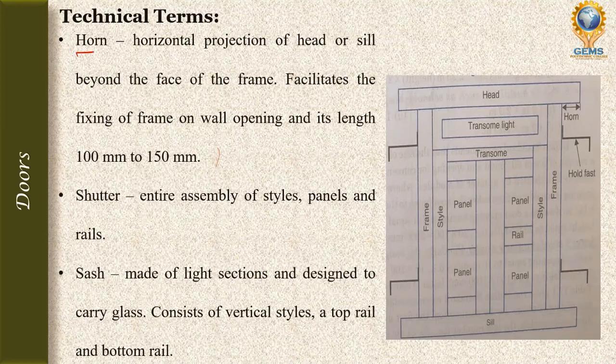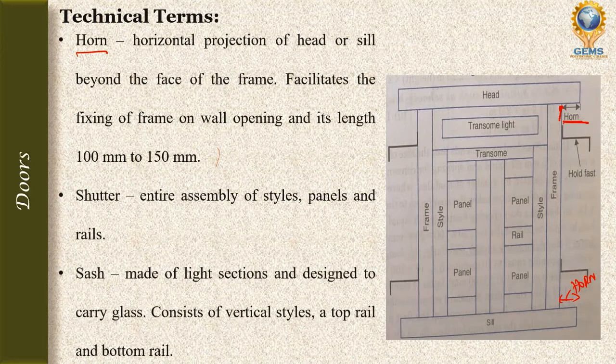Next is horn. So this is the horn. Horn is the horizontal projection of head or sill beyond the face of the frame. So this is the face of the frame. Beyond that we are giving some projection of the head or sill. Here also it will be called as horn, head or sill. That projection distance we will call it as a horn.